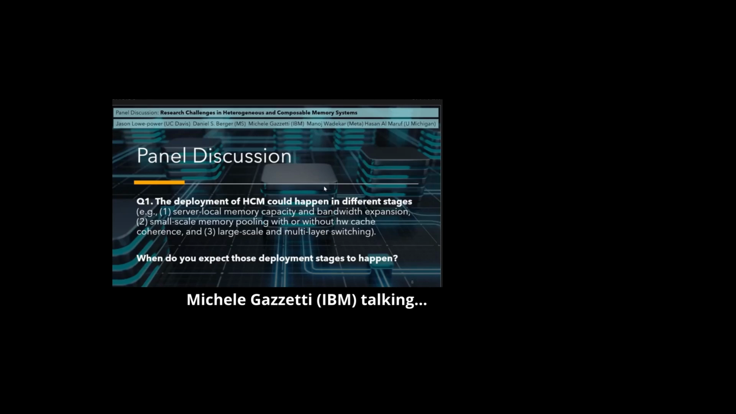And in terms of when the different deployments will be available, there are already some companies that are trying, for instance, to provide switching, but with CXL 1.1. Whether they are deployment ready, I think, is still an open question. But we see that there is some interest in going fast.